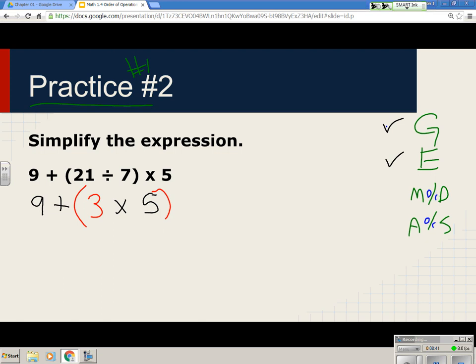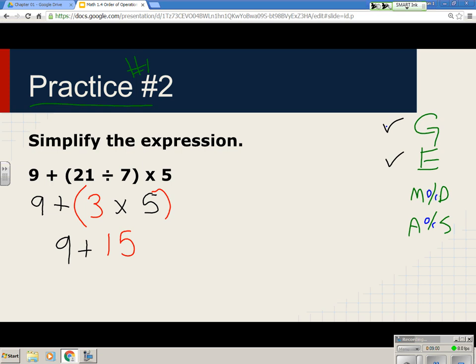So I'm going to put parentheses around it so I know that that's my next step. 3 times 5 is 15. So I write that below there. Aw, I didn't follow my order. It would be 15, red. And then what do we still have? We still have 9 plus. So we bring that down.